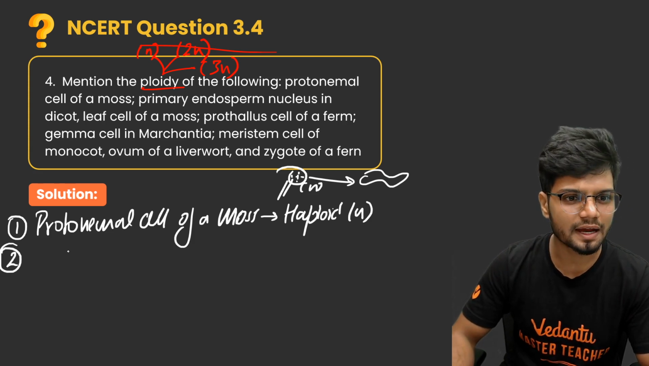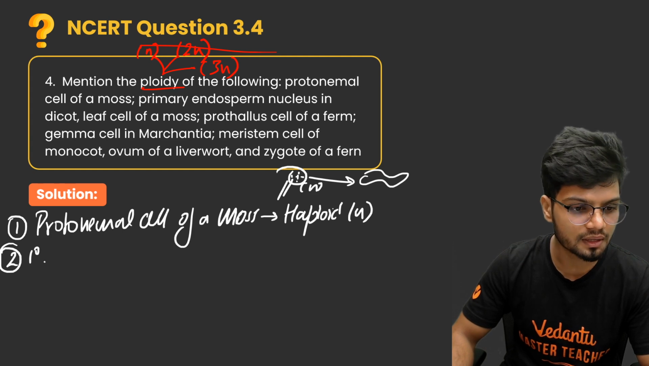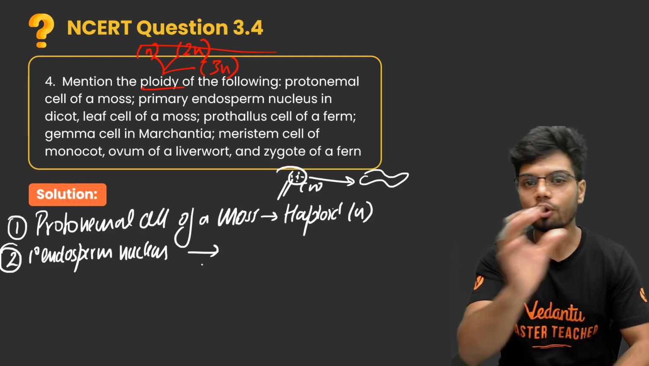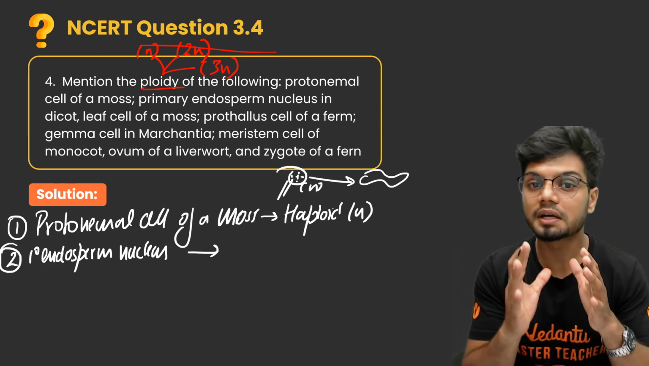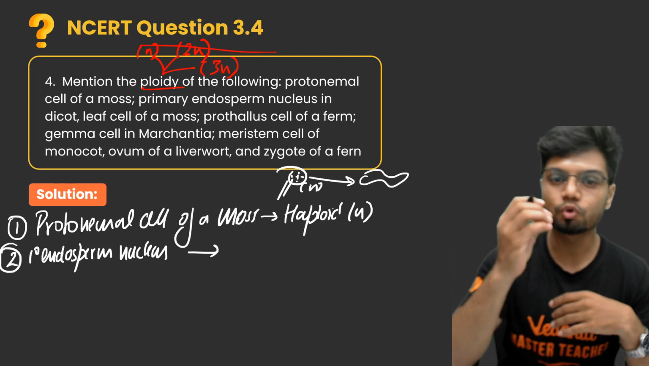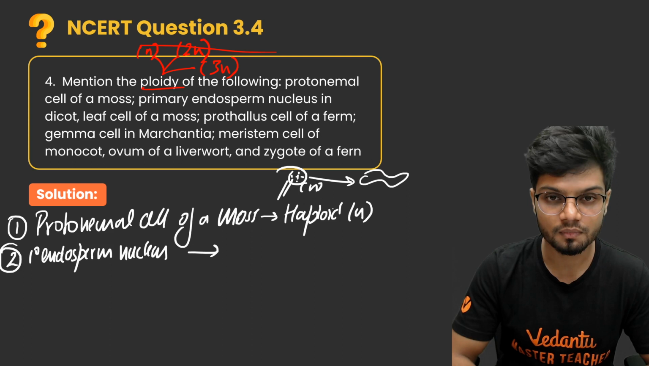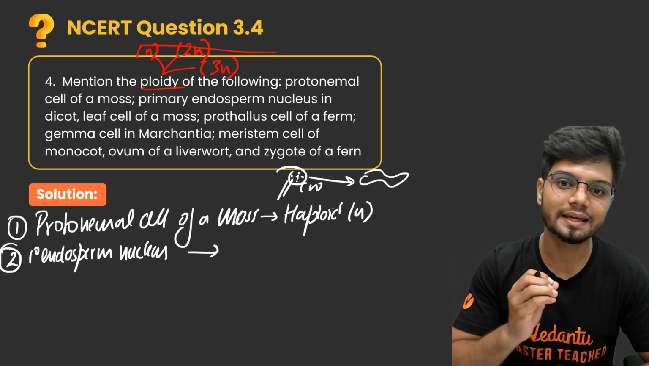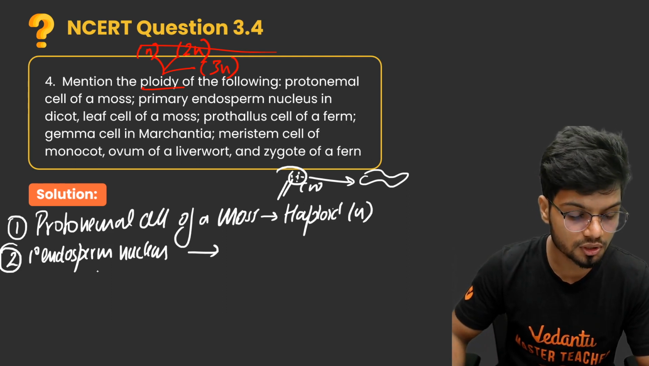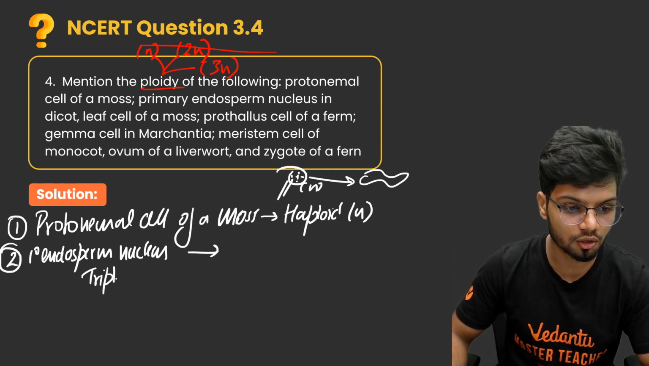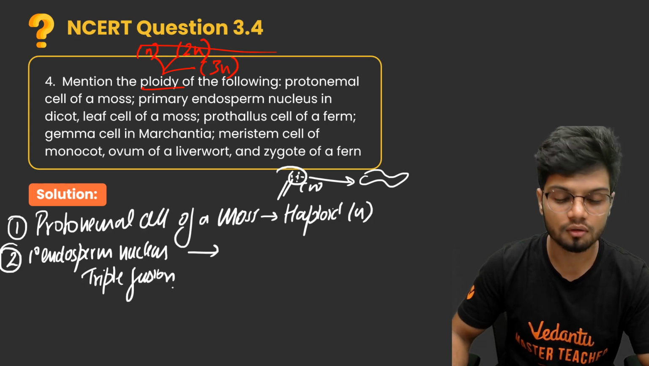Let's look at the second one. The second one is the primary endosperm nucleus in the case of dicots. We know endosperm is the result of triple fusion. We have two types of fusions in the case of dicots, which is called double fertilization. One fusion results in the zygote. The second fusion results in the triple fusion, which results in endosperm. So endosperm is the result of triple fusion.